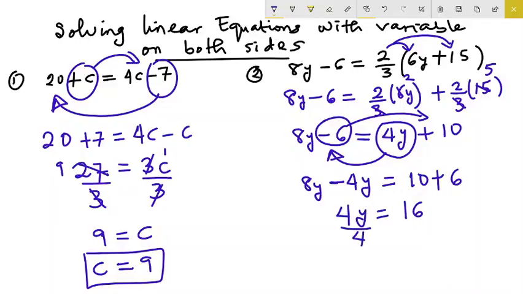So then we divide by 4. Okay, so 4 goes in 4 one time, 4 goes in 16 4 times. So y equals 4. And that is the answer.